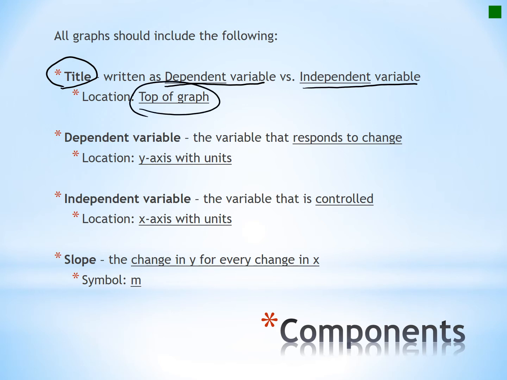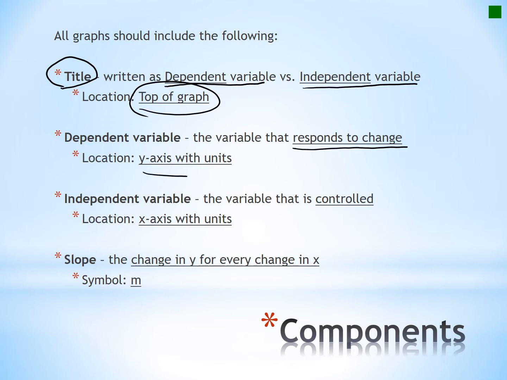Okay. Then you've got your dependent variable. The dependent variable is the variable that responds to the change. Okay, so you are changing something, and because you change that, something else changes. That something else is your dependent variable. So, for example, if I tried to increase how often I ran, my mile time would go down. The dependent variable is that my mile time would go down. It is responding to the change of me increasing how often I run.